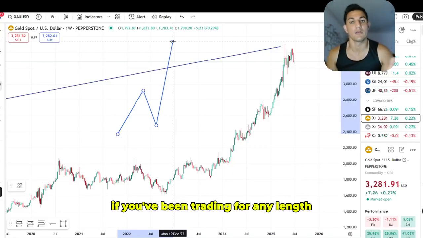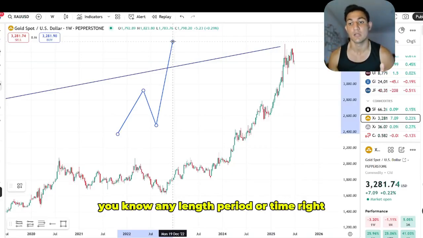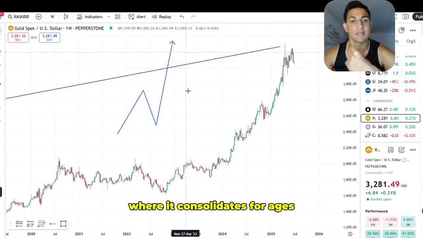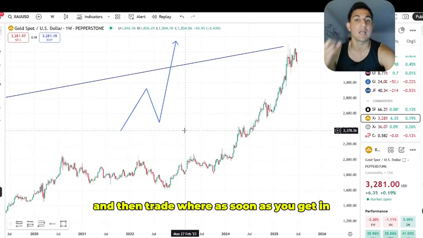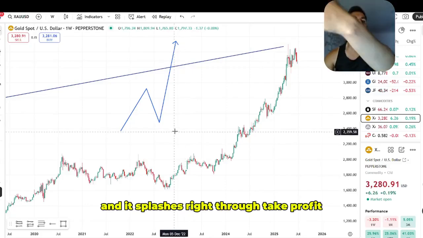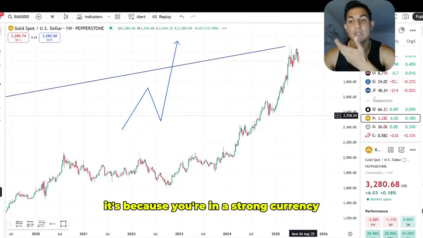And you've probably been in both, right? If you've been trading for any length of time, you've been in both setups where it consolidates for ages, it hits your stop loss, it does nothing, and then trades where as soon as you get in, it just goes straight to take profit, and it smashes right through take profit. And it's because you're in a strong currency and a weak currency.